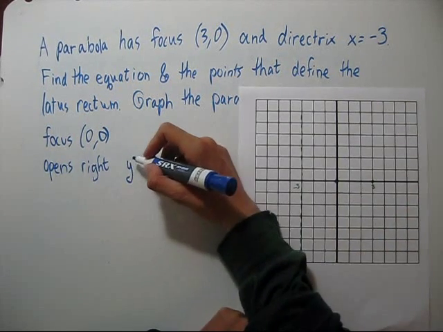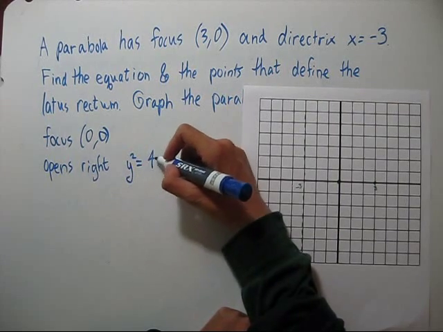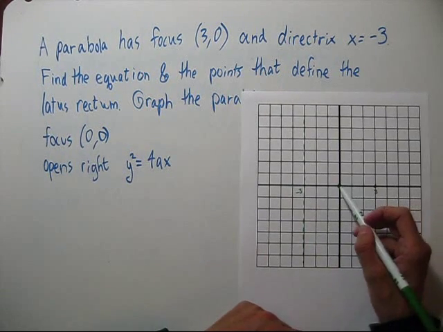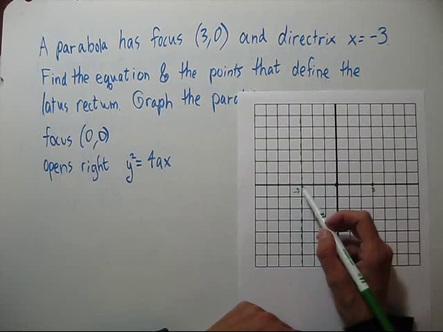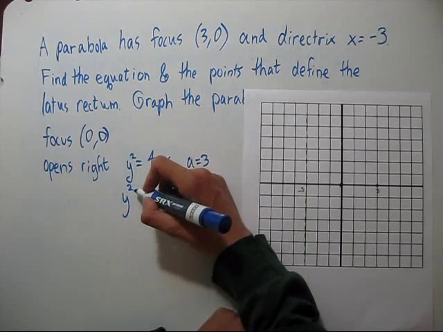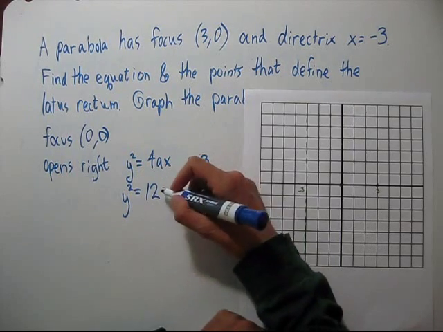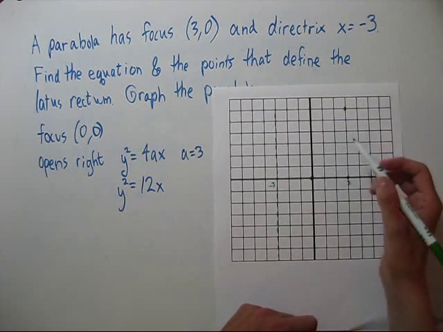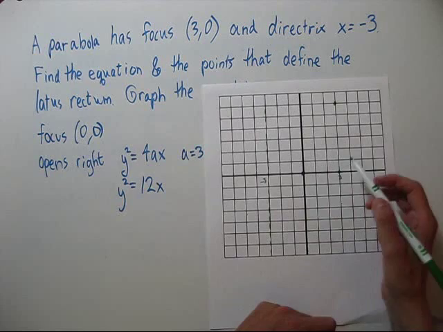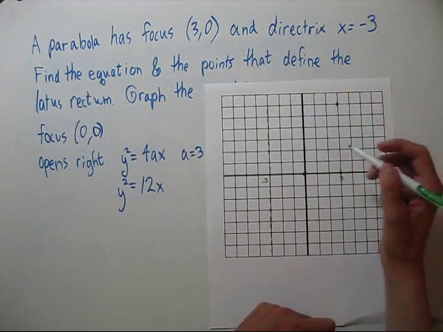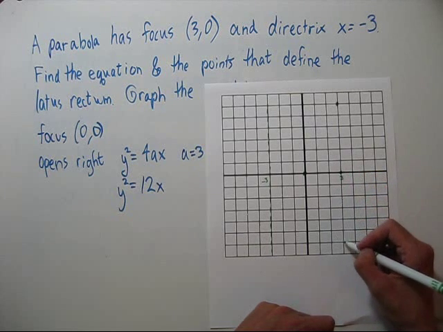So our equation will be y squared equals 4ax. And we need to find out what a is. Well, a is the distance between the vertex and the focus, or the vertex and the directrix, so it's 3. That means our equation is y squared equals 12x. For the points that define the latus rectum, we're going to take 2a, which is 6, form a box, 6 up, and it's 6 from the directrix, and here we'll go down 6.